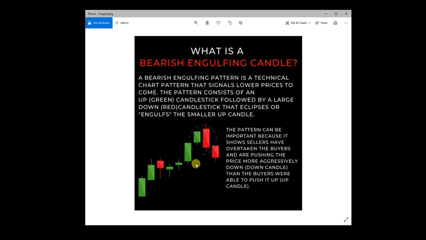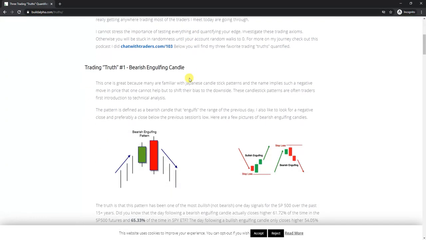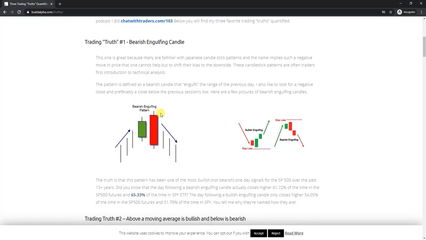It has bearish in the name, and I wrote an article 3 or 4 years ago talking about how this was one of the most misleading axioms or trading truths, with air quotes, that I have come across in my research. And I just wanted to show that, shameless plug, for this Build Alpha article, Trading Truth. So you could see the pattern. And in reality, what I found and published in this article is that 65% of the time following the bearish engulfing candle, the next bar actually closed higher and was a green day in the S&P 500 or SPY ETF.